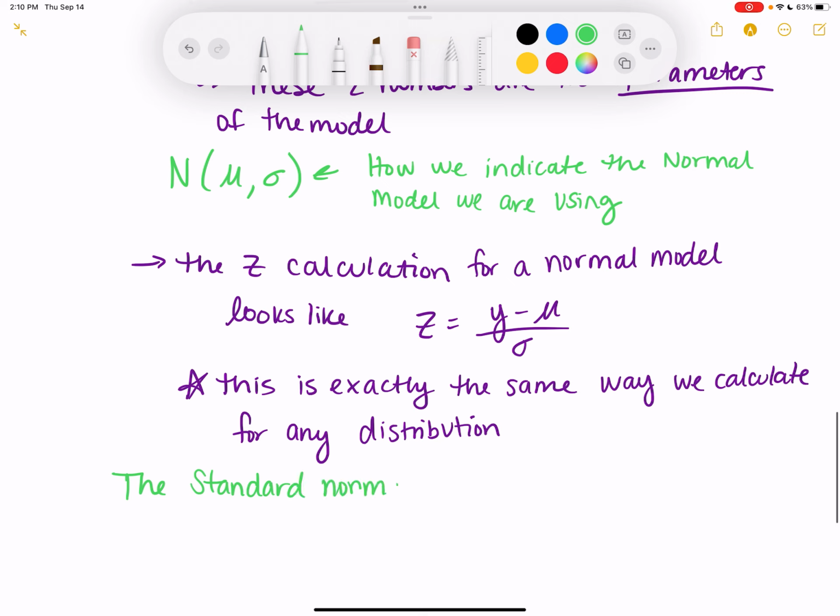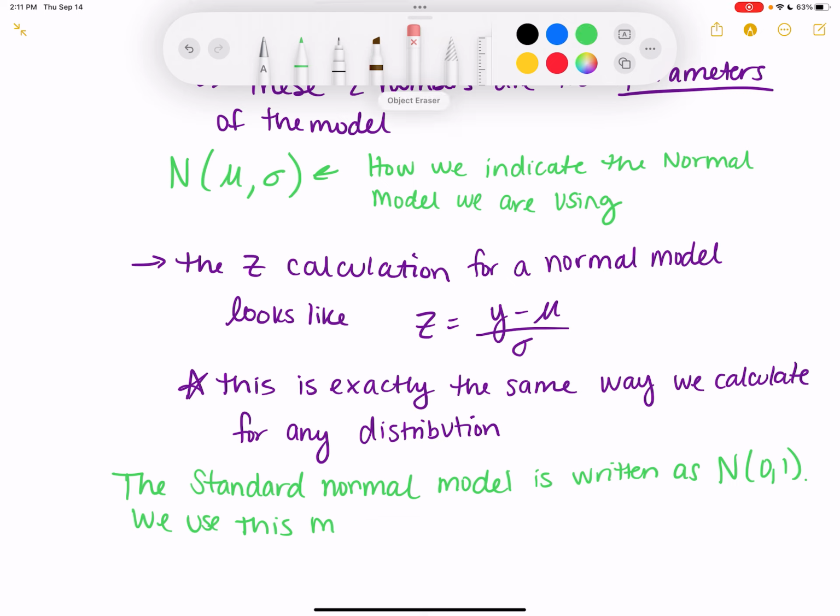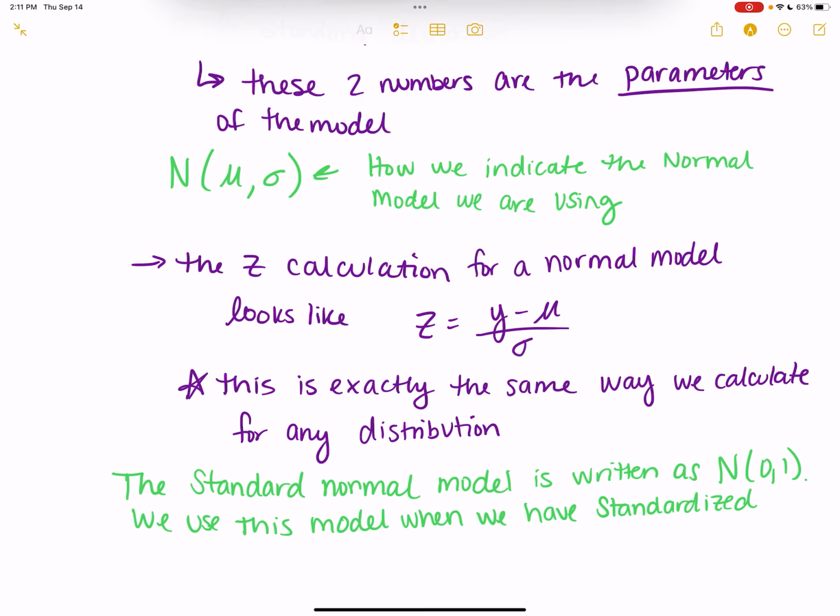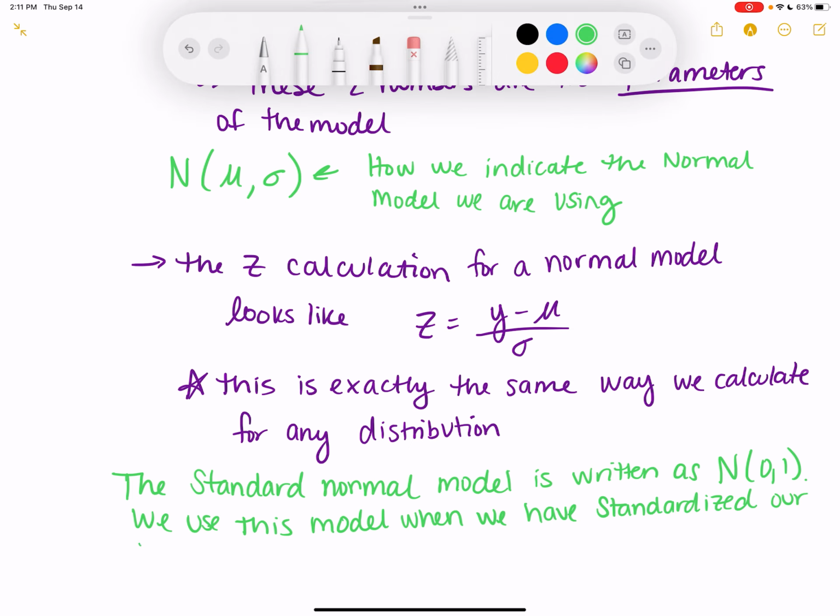The standard normal model is written as N(0,1). We use this model when we have standardized our values to Z values.